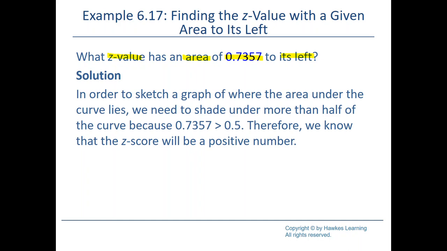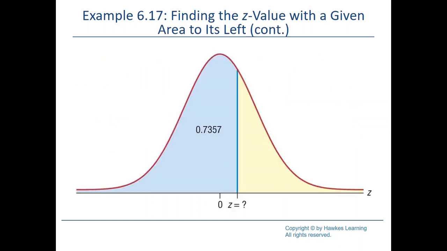So once we draw it, we know that we're going to end up with a positive z-score because 0.7357 is bigger than a half, so it's got to be bigger than 0 there. Okay, and this is what our graph is going to look like if we were to draw it. And again, I am searching for this area right here. This is what I want to know. This is the probability or the area that I'm looking for, and this is the answer I want to get.